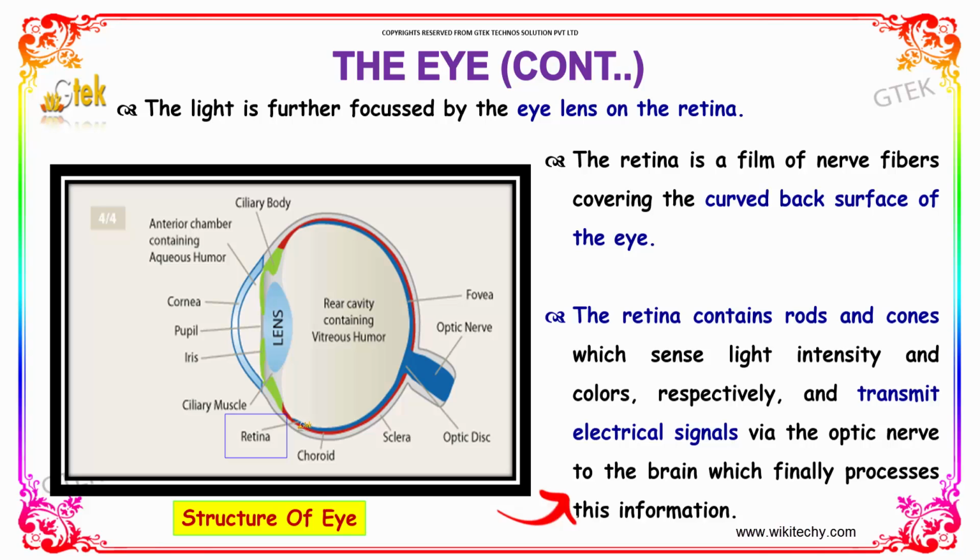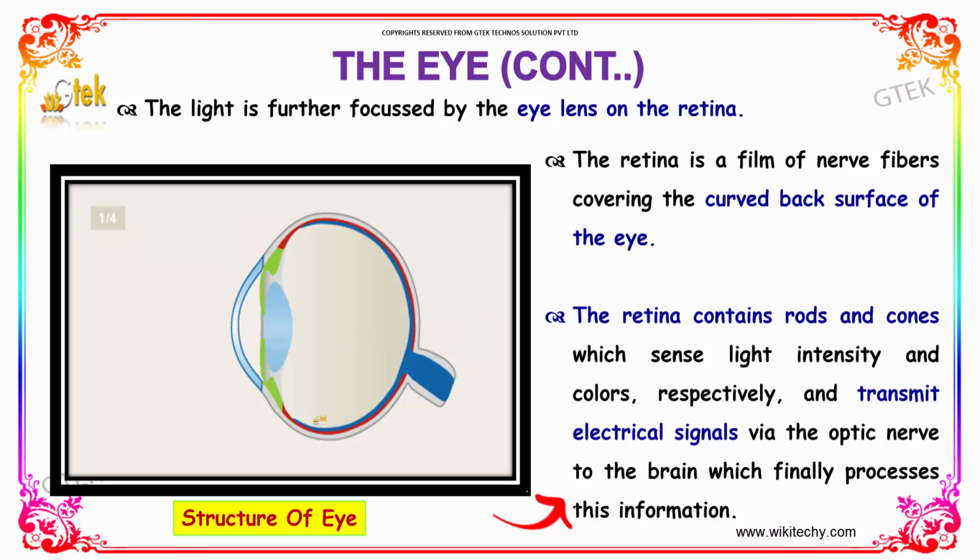So this one, the retina, contains rods and cones which are used to sense light intensity and colors respectively, and thereby it transmits the electrical signals via the optic nerve to the brain, which finally processes this information. So this is how it works.